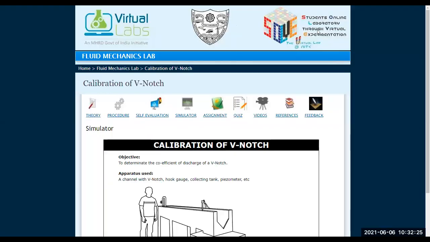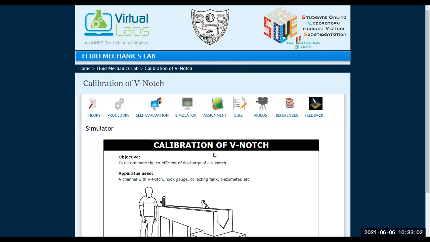Before starting the actual procedure of the experiment, let us discuss some important points. A notch is a device which is used to measure the rate of flow through a small channel. We have different types of notches based on different parameters. Based on shape, it is classified into rectangular, triangular, trapezoidal, and circular notches. A triangular notch is also called a V notch, and this experiment is also called the calibration of a V notch.